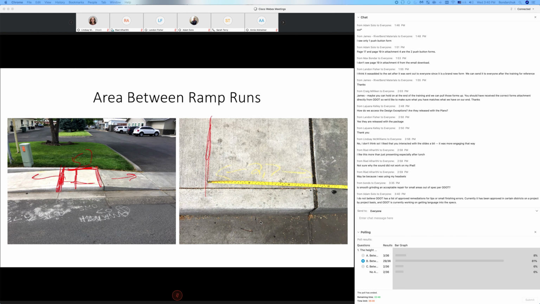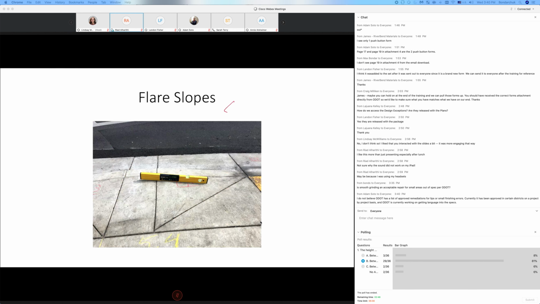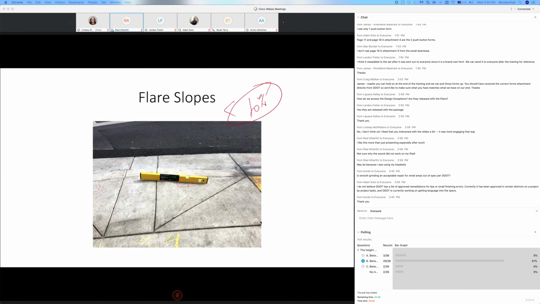Flare slope should be less than 10%. I know there are also some new changes. If it's traversable, earlier in the training we were distinguishing between a traversable sidewalk coming to the rail or not. So what we were saying, if it's non-traversable, the flare slope is not criteria for failure. That was corrected, and they said no, it should be less than 10%, whether it's traversable or not. And so pay attention to that.